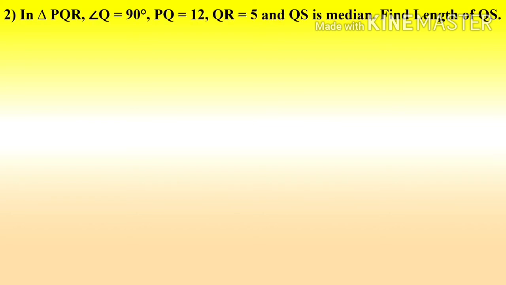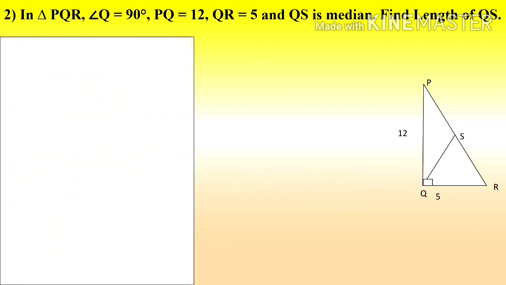Now, let's move to the next question. In triangle PQR, angle Q is given 90 degrees, PQ is given 12, QR is given 5, and QS is the median. Now here we have to find the length of QS, the median of the triangle. Here the figure is given, triangle PQR, right? PQ is 12, QR is 5, we have to find the median QS.